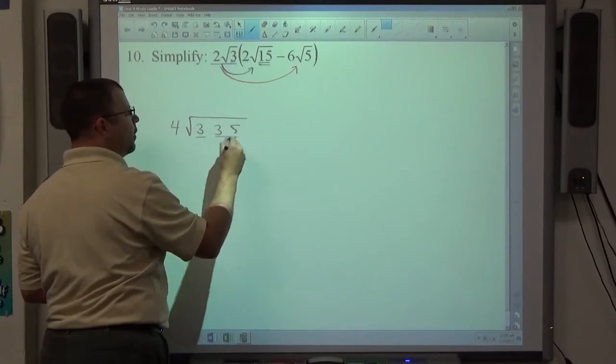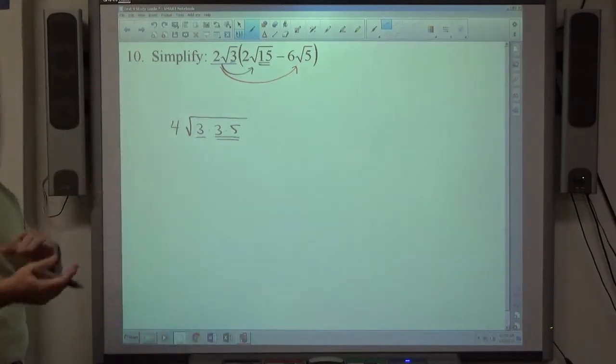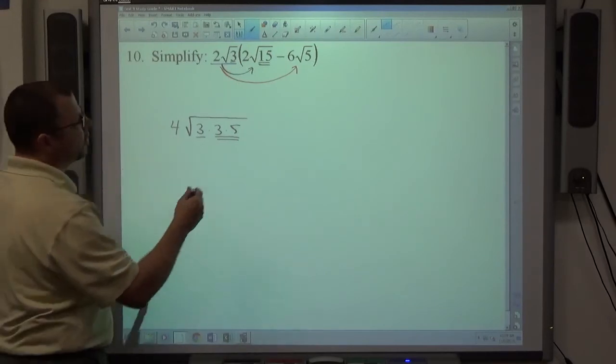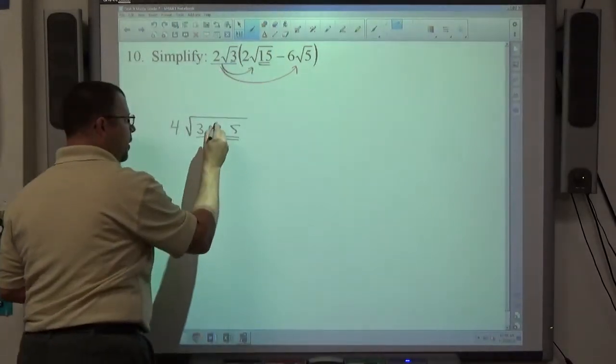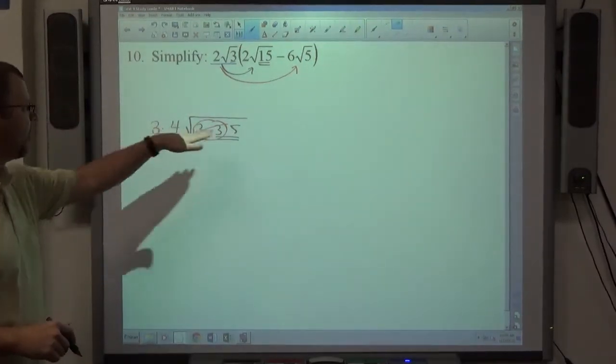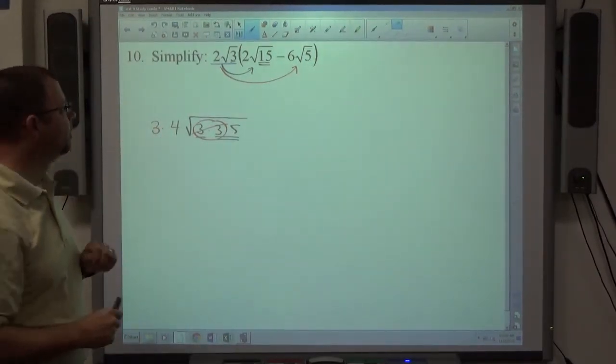So there's the 3 and there's the 15. So finish factoring it out. So we have the ability to do just like the last problem. If we have a pair of factors like we do here, we have a pair of 3's, I can pull a 3 out, just like so. The 5 can't be pulled out, so it's going to stay in.